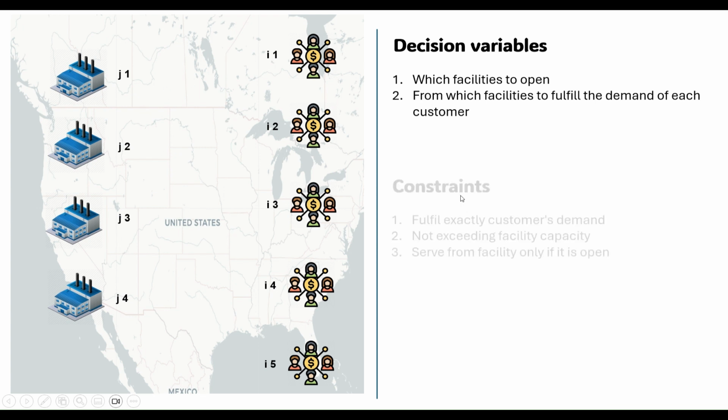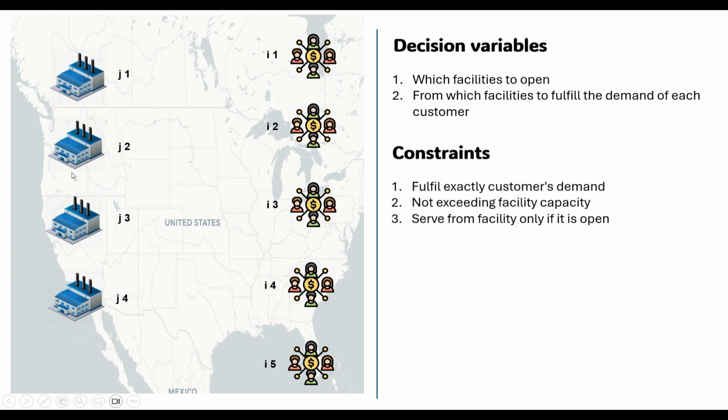What are the constraints? The first constraint is that the quantity served from the facilities to a specific customer must equal exactly the demand by that customer. The second constraint is that the quantity served from a specific facility should be less or equal to the maximum capacity of that facility. The third constraint is that we only serve from a facility if it is open. If the optimized solution is saying that this facility must not be open, we're not serving any customers from that facility.